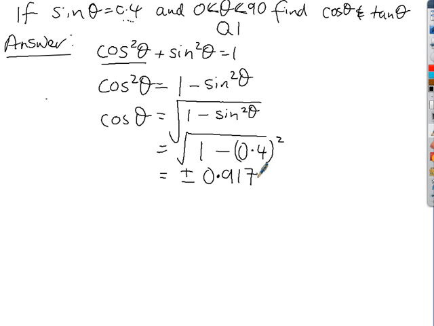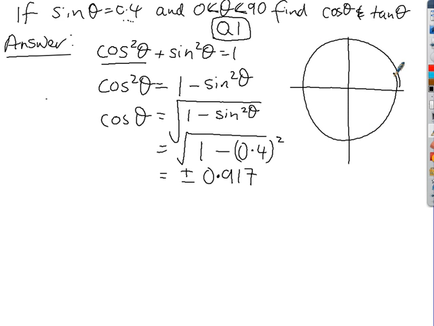Okay, now I've been given two answers here, but I remember that I'm only interested in what's happening in quadrant 1. So let's have a look at our unit circle again. All stations to central. So cos is positive here because everything's positive here in quadrant 1. It's negative in quadrant 2, it's negative in quadrant 3, and it's positive in quadrant 4. So I actually don't need to think about the negative value of this answer because it's happening in two of the quadrants that I'm not interested in.